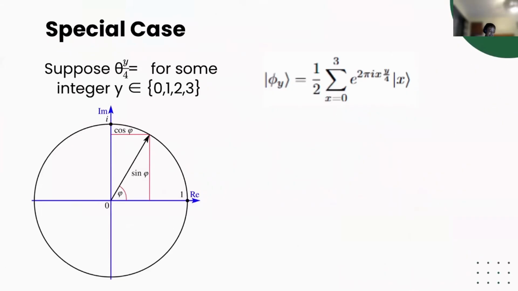And so if we look at the special case for when y is equal to 0, 1, 2, or 3, right? Oh, this didn't format correctly. So this is when theta is guaranteed to be some value of y over 2 to the m, so y over 4, for y values of 0, 1, 2, and 3. So theta is guaranteed to be one of these values.